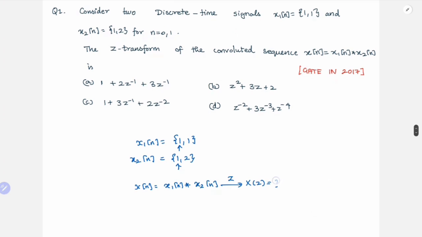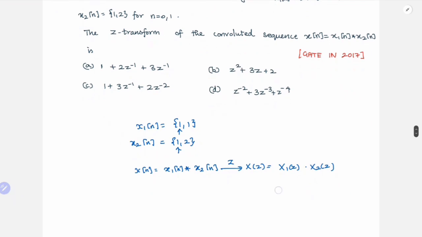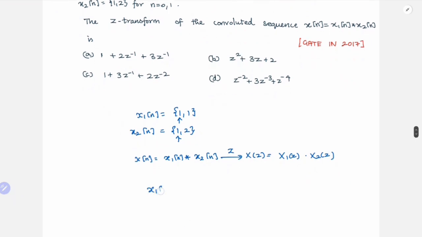So what will this be? You know that this is equal to x1 of z into x2 of z. Convolution in time domain gives product in the z domain. So x1 of n, if you take the z transform, what will you get? You will get 1 into z power minus 0 plus 1 into z power minus 1. Because your x of z is summation n equal to minus infinity to infinity x of n z power minus n. So your x1 of z is nothing but 1 plus z inverse.